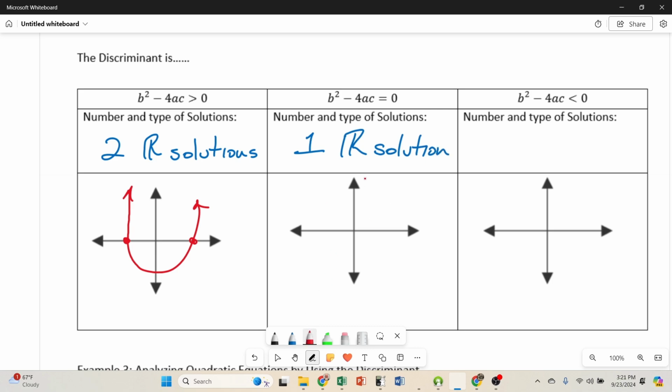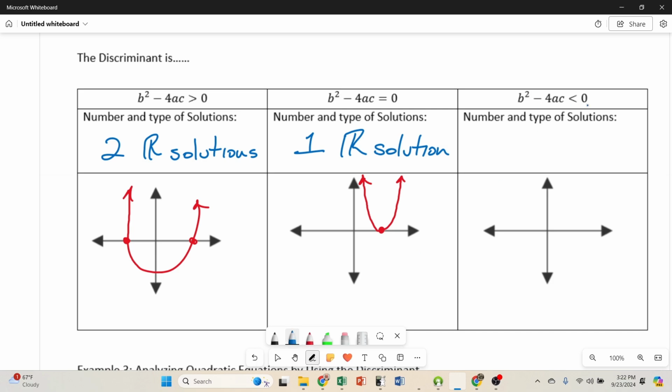So what do you have here? You have a graph that comes down and it touches the x-axis. Oh boy, that's just awful. I have such a hard time. So there we go. It just touches one point on that x-axis.